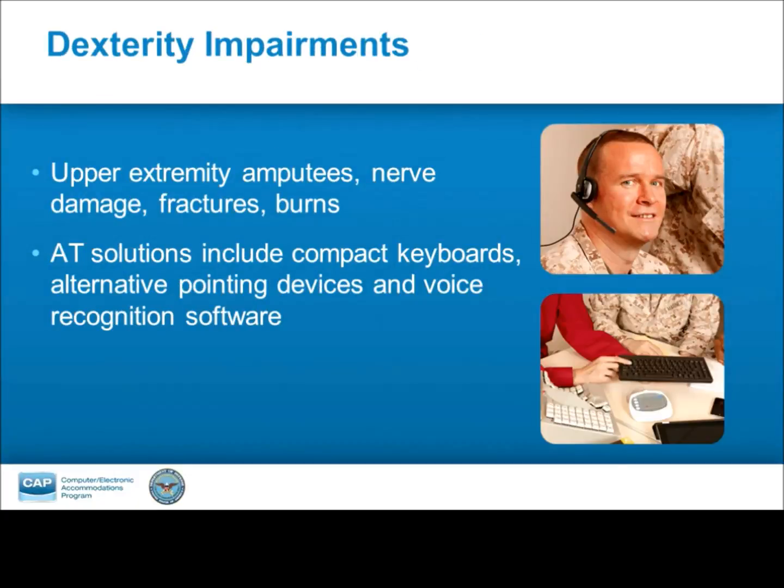First example is that CAP provides devices to service members with dexterity impairments, including those who've sustained nerve damage, fractures, burns, and amputations to their upper extremities. AT may include compact keyboards, alternative pointing devices, and voice recognition software.